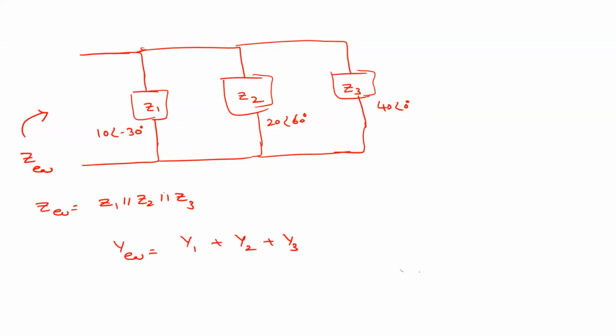What is Y1 here? Y1 is 1 by Z1. Z1 is 10 at an angle 30, so 1 by Z1 is 0.1 at an angle minus 30 degrees, right? What is the second one? 0.05 at an angle minus 60 degrees, plus 0.025 at an angle 0.